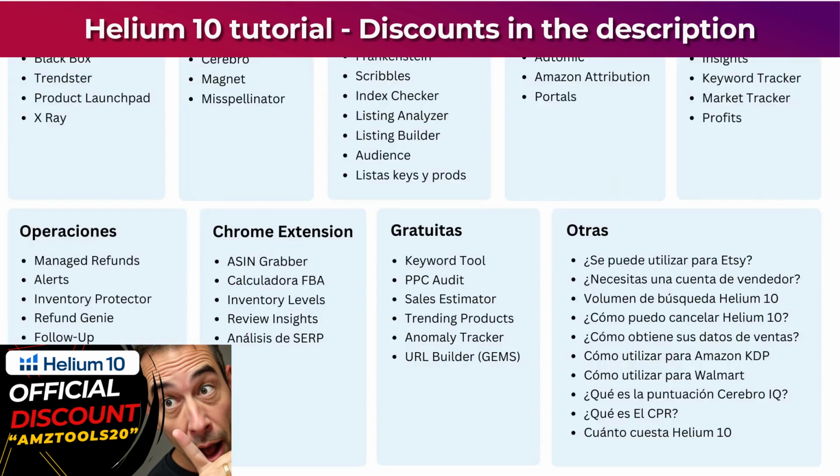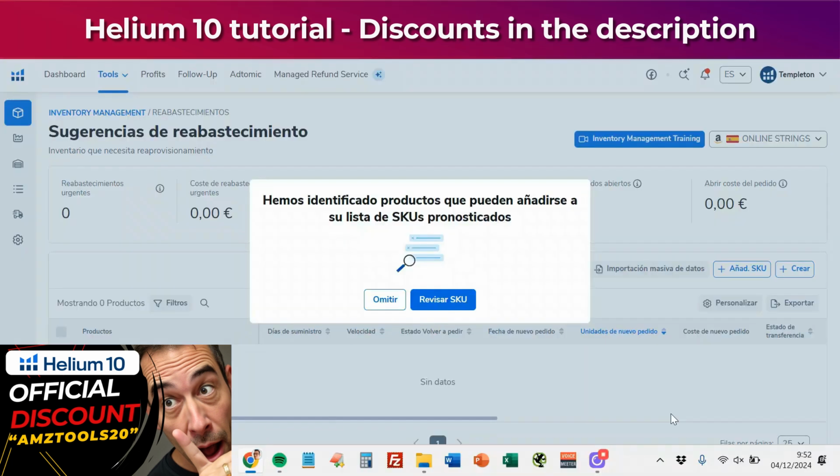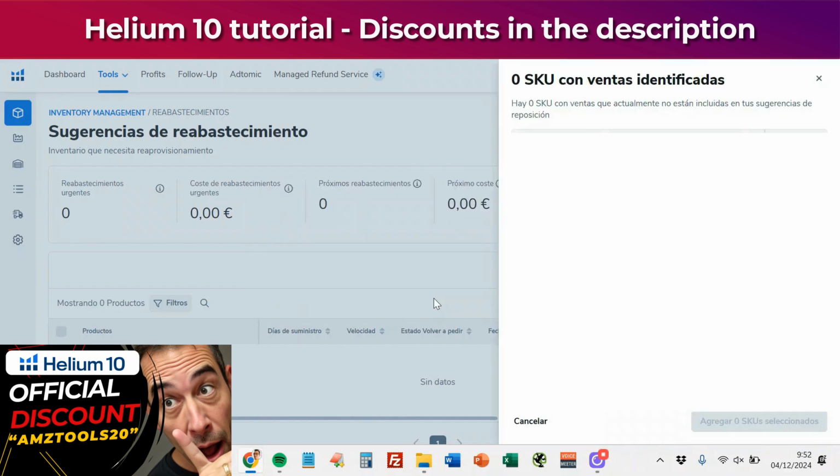The next one is inventory management, which is basically the inventory manager of Helium. Alright, let's take a look at the inventory management tool, which just started operating for Europe this year, 2024. Well, the first thing we've done is go into the inventory management section. We've identified products that can be added to your forecasted SKU list. Okay, let's review them. And we're going to add them all.